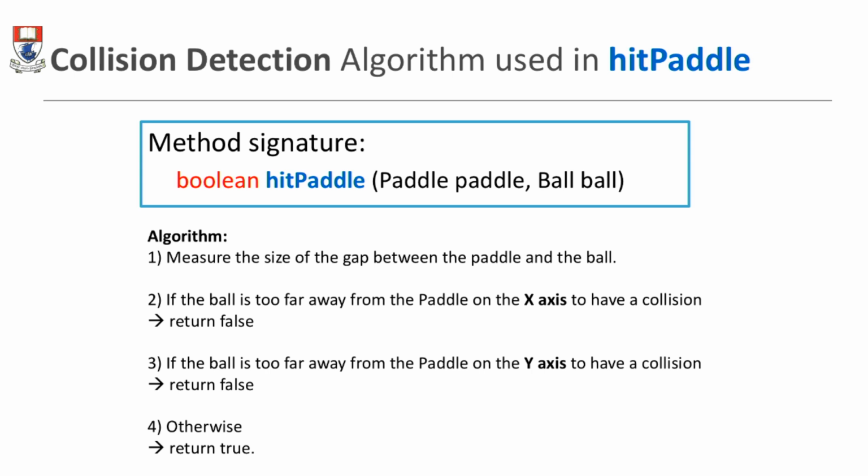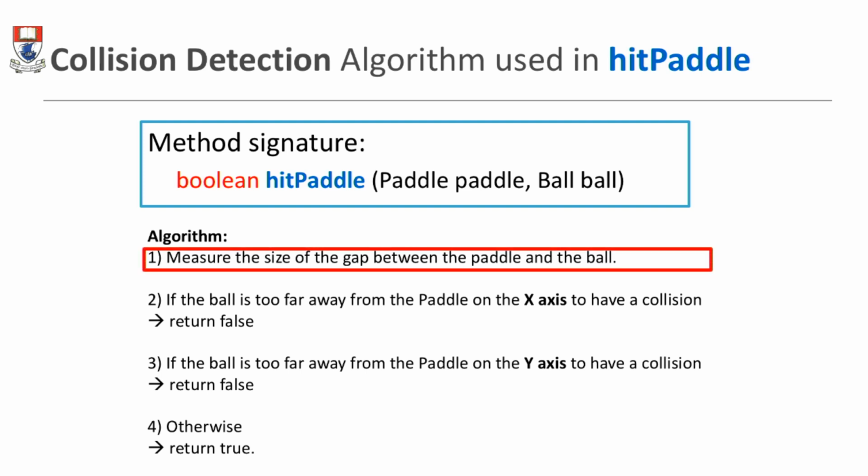The first step is you have to measure the gap between the paddle and the ball. So that becomes our next issue. I'd like you to make a note that there are four parts to this algorithm: 1, 2, 3, and 4. We're going to see that a little bit later when we see the full solution to hitPaddle.